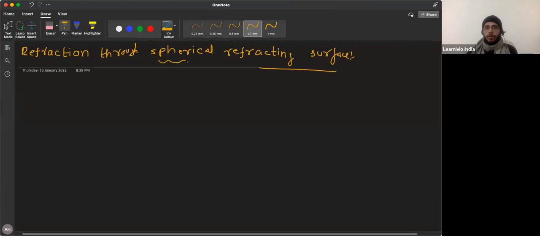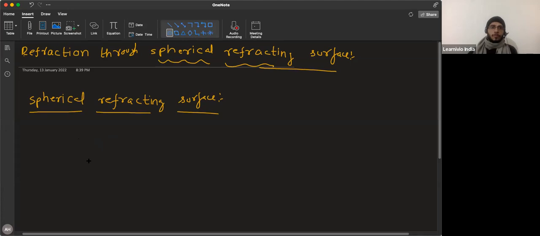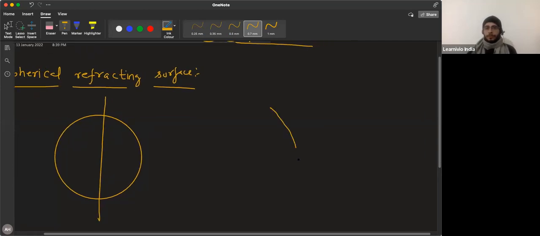First of all, see how we obtain a spherical refracting surface. To obtain it, we take a transparent sphere and cut it. We consider a part of the sphere, and this part will act as a spherical refracting surface. It can act as a concave refracting surface as well as a convex refracting surface, which depends on the position of the rarer medium.